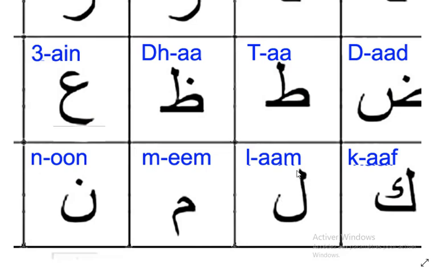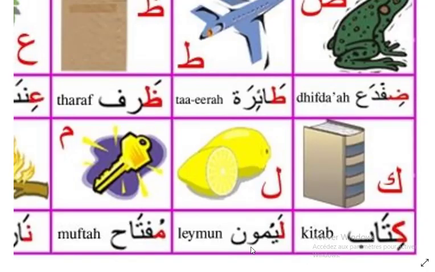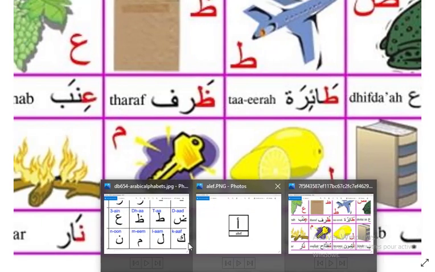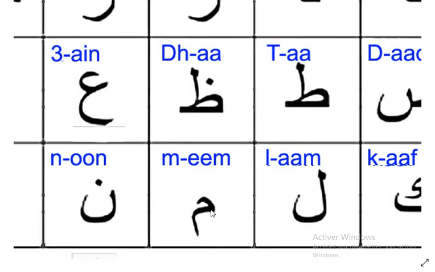The next one is لام. This is the name, لام, and this is how it's written. The sound is L, just like the letter L. For example, ليمون, which means lemon. The next one is ميم.